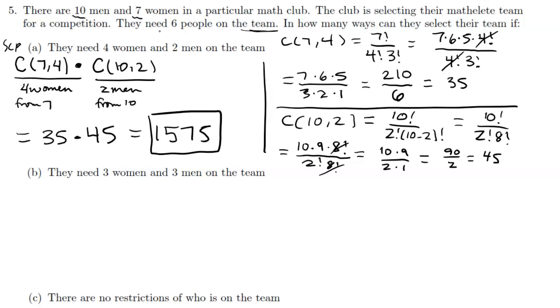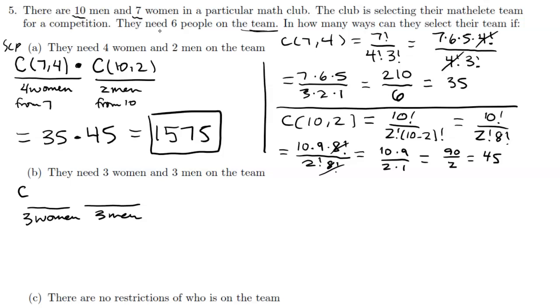Let's look at part B. Part B this time now just changes the numbers from the different groups. It says I want 3 women and 3 men. So still I have to break it down into men and women. But now I need 3 women and 3 men.